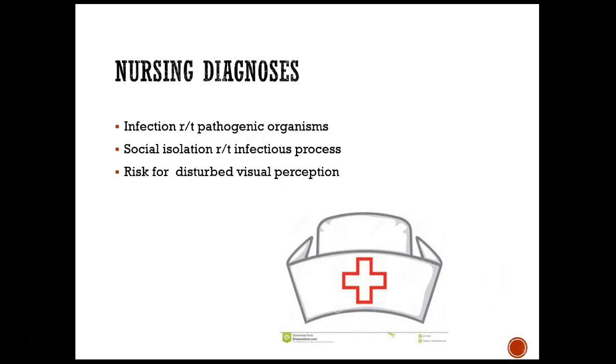Infection related to whatever pathogenic organism is causing the problem. Social isolation related to the infectious process, because these children can't go to school until after they've had a certain amount of antibiotics or until after their symptoms clear up. And a risk for disturbed visual perception. They have photophobia, so they don't tend to want to open their eyes. They want to be in a dark room. For those kids with the gonorrheal conjunctivitis or the babies born with that, they may end up with the corneal perforation and end up with blindness.